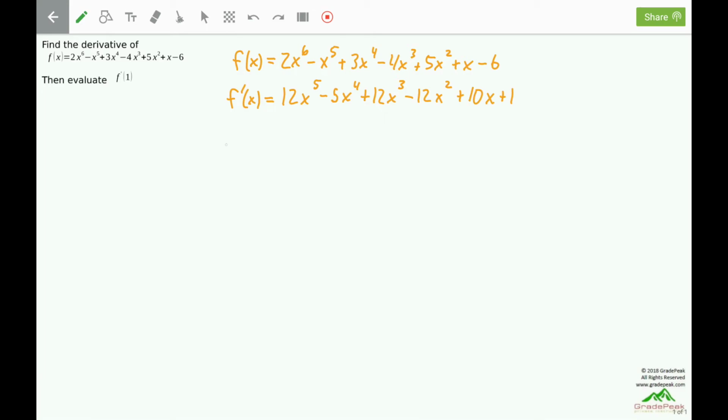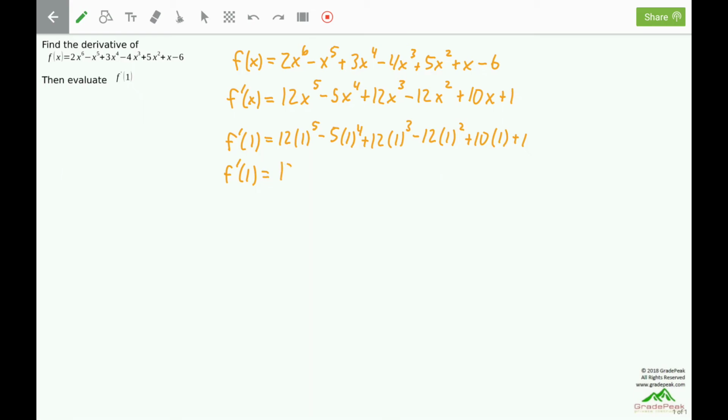The next thing to do is evaluate f prime of 1. That will give us 12 times 1 to the 5 minus 5 times 1 to the 4 plus 12 times 1 to the 3 minus 12 times 1 to the 2 plus 10 times 1 and then plus 1. Now 1 raised to any power is a 1. And 1 times anything will be that same thing.